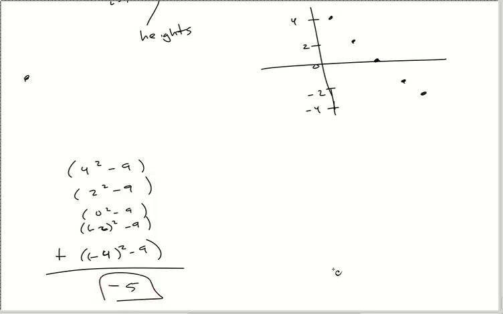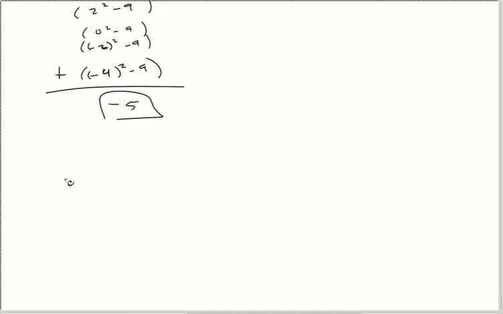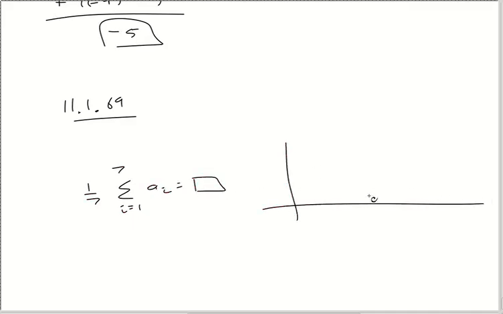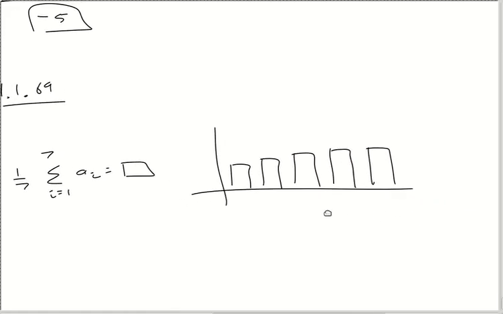Okay, I have one more problem, and it's a word problem. So 11, 1, 69. I got 1/7 summation of i equals 1 to 7 of a_i equals box. And then they have this big chart here on the side of all these numbers. Oh my goodness, I'm going to run out of room. And they keep going up.